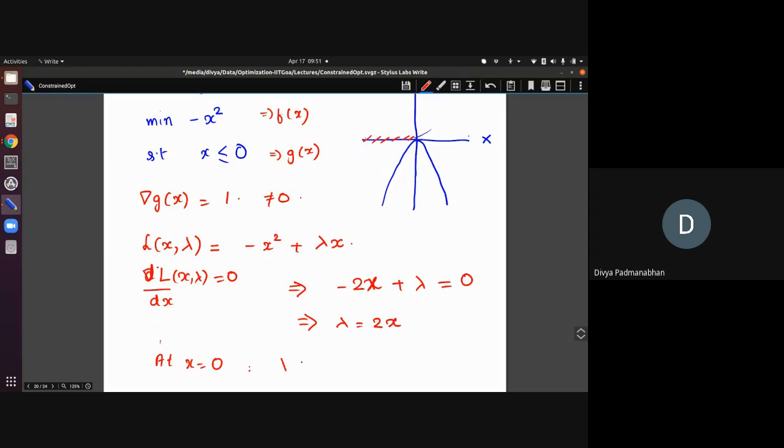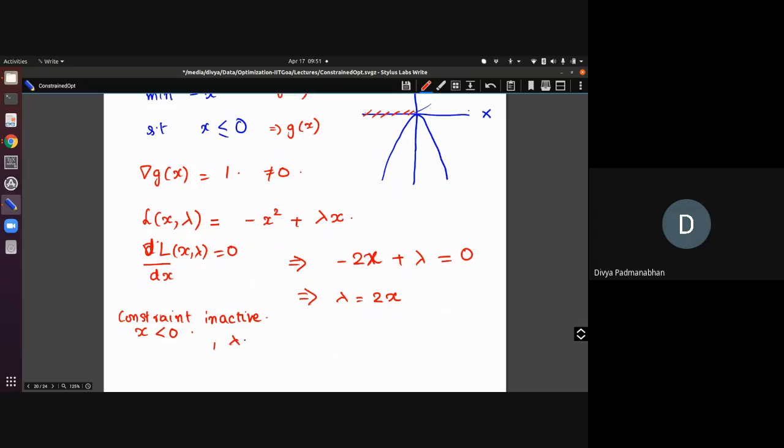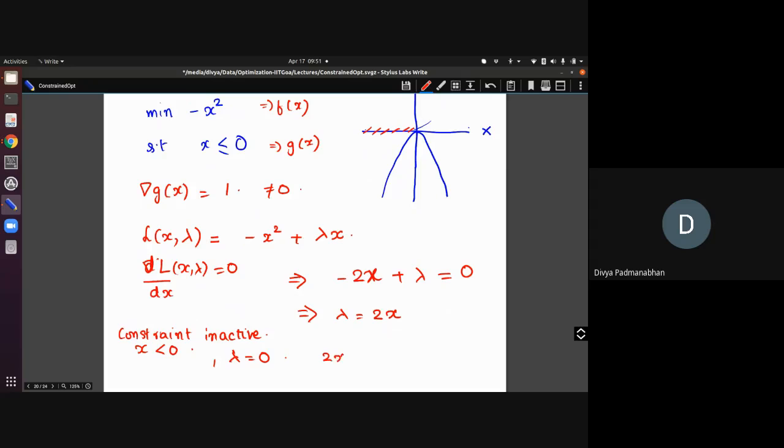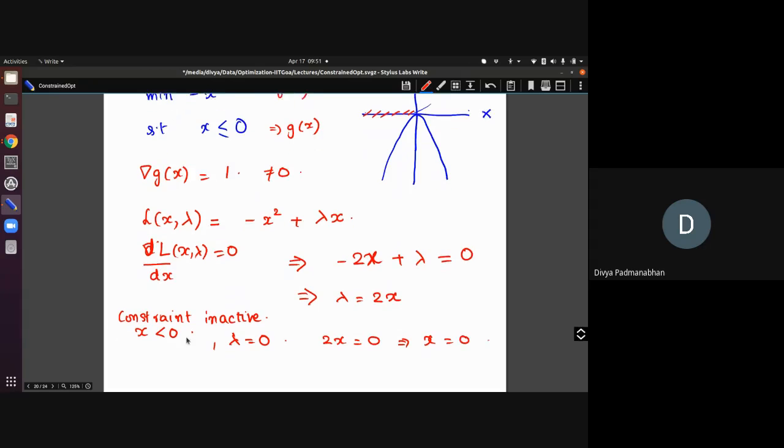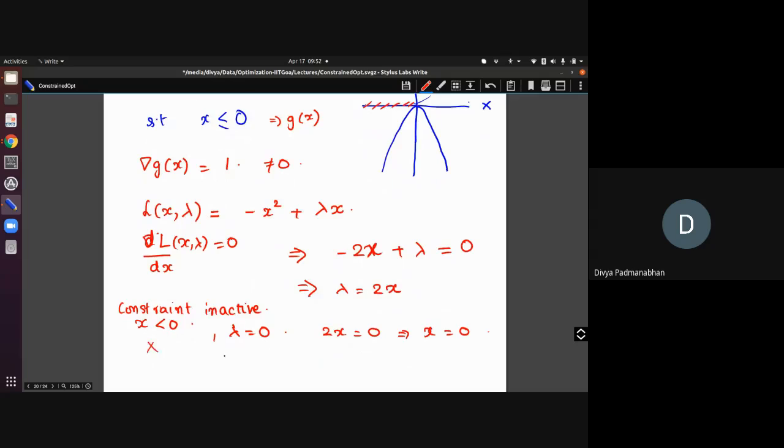Okay, so I think we shouldn't do it in this way. Let's just try to do it in the way we did earlier. So suppose x is less than 0. So the constraint is inactive, then lambda is equal to 0. And so this would mean that 2x equals 0, and this gives you x equal to 0. So this is anyway not possible. So this is not a KKT point.